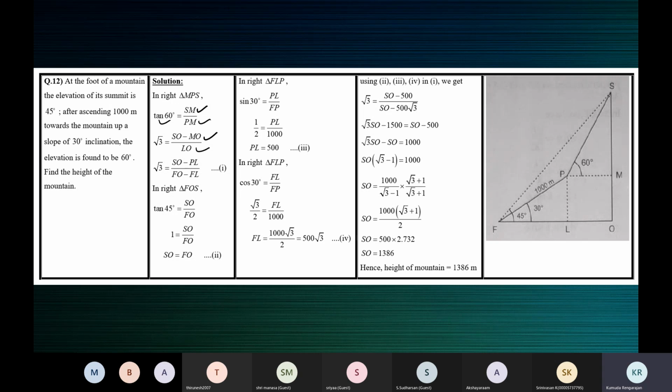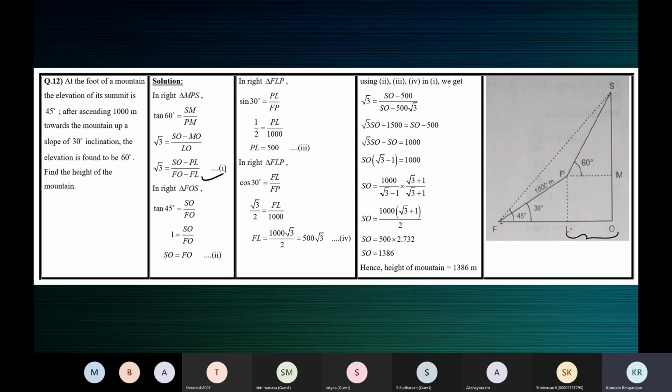Next, SO is this one. SO is the height of the mountain. So let SO remain as SO, because SO is the height of the mountain which we have to find. Now MO can be replaced with PL, because opposite sides are equal. MO is equal to PL. And in the denominator, LO is equal to FO minus FL. So this much we can change.